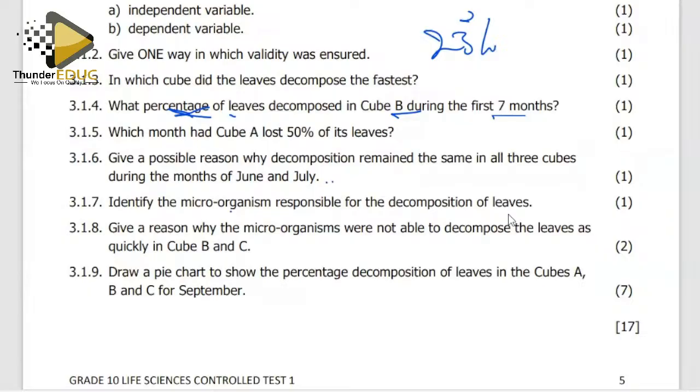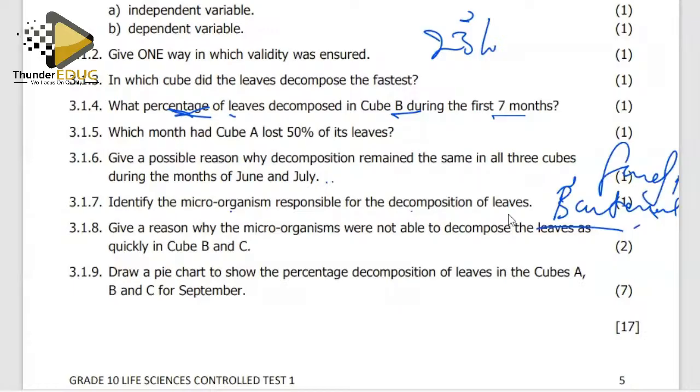Identify the microorganisms responsible for decomposition of leaves. How do you call those microorganisms? It's fungi and bacteria. Which we call the decomposers.